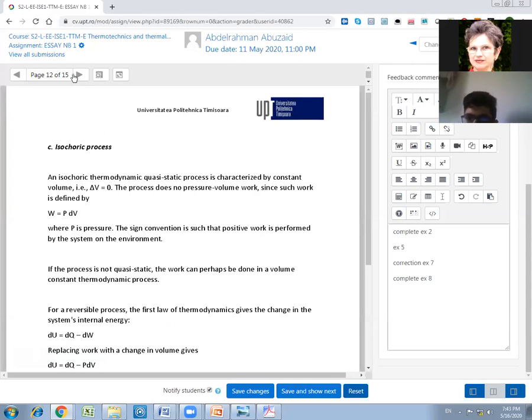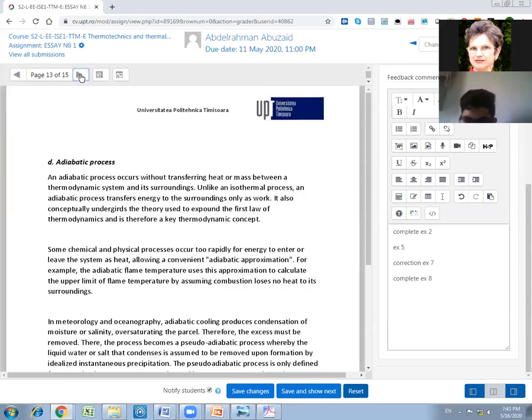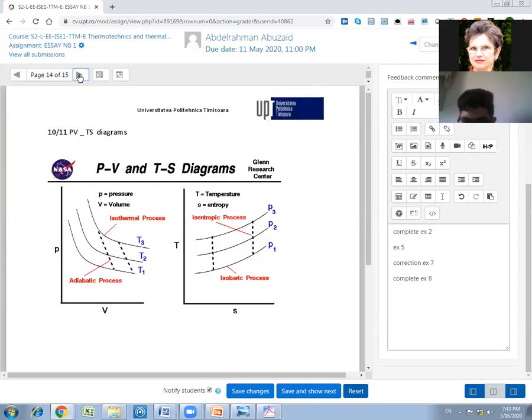Yes? I can add it with the same file. You can edit, yes? Or you can make a picture and put it directly where it must be. Yes? Okay. And here the PV and TS diagrams, you must complete it.